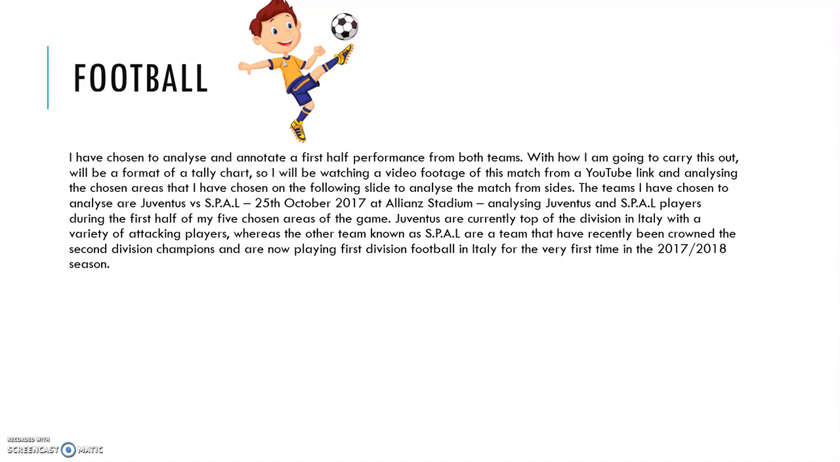The teams I've chosen to analyse are Juventus versus SPAL on the 25th of October 2017 at the Allianz Stadium, which is the home stadium of Juventus, analysing both Juventus and SPAL players during the first half on my chosen areas of the game, which will be on the following slide. Juventus are currently top of the division in Italy, with a variety of attacking players to choose from, whereas the other team, SPAL, have recently been crowned second division champions and are now playing first division football in Italy for the very first time in the 2017-2018 season. So I can imagine this match would be quite challenging for the opposition to play against.